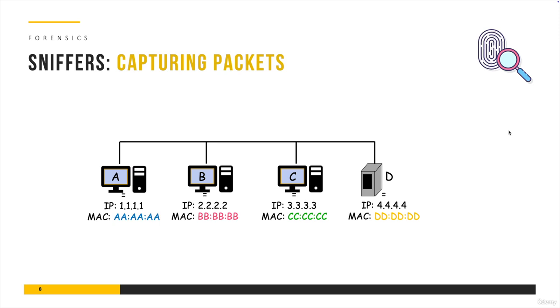The way that packets traverse over a LAN, or local area network, or a subnet is that the packets don't just go from one computer to another. So for example, let's say system A wants to send a packet to system C. Now if you notice, the destination IP address is 3.3.3.3 and the source IP is 1.1.1.1. Now it doesn't happen that A sends a packet and it goes directly to C.